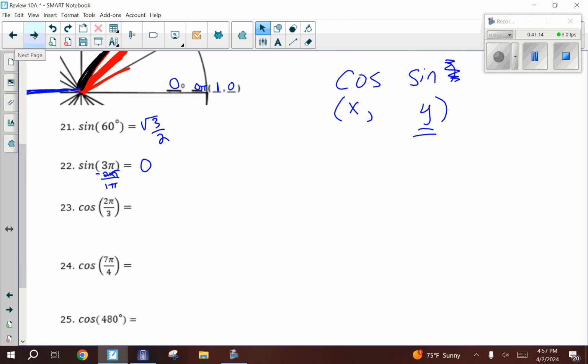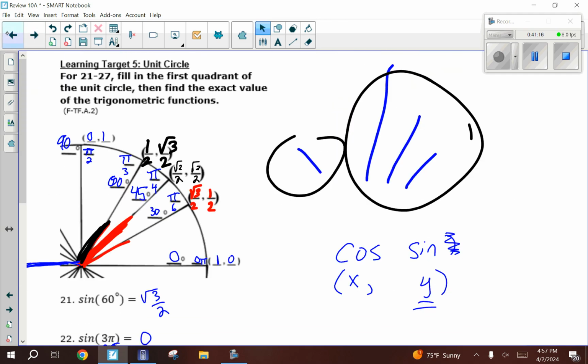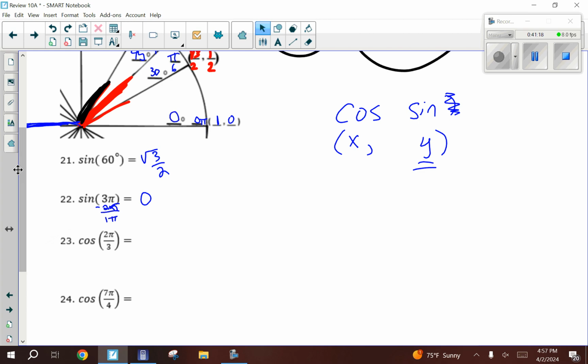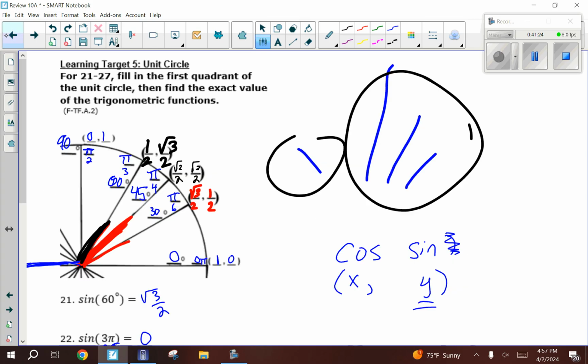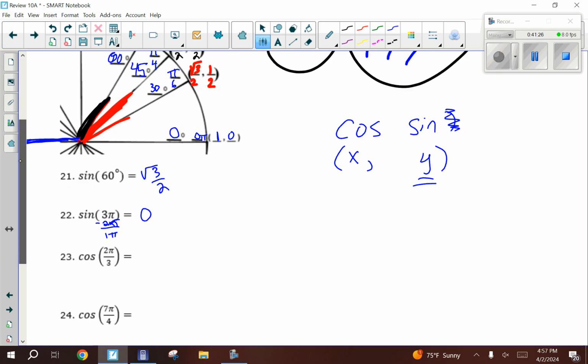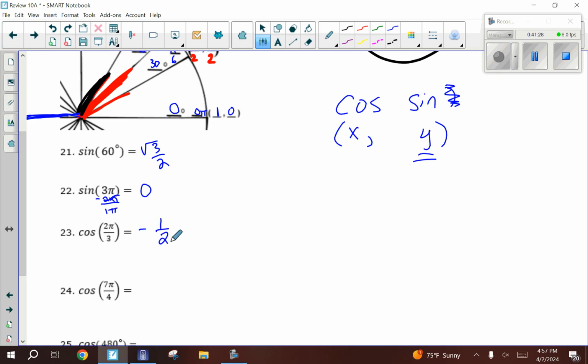So we'll go off 2/3. So 2 pi thirds, and we want, again, the cosine of 2 pi thirds. So in this picture, 2 pi thirds is here. The cosine would be the first number, so it's negative 1/2. So this would be negative 1/2.